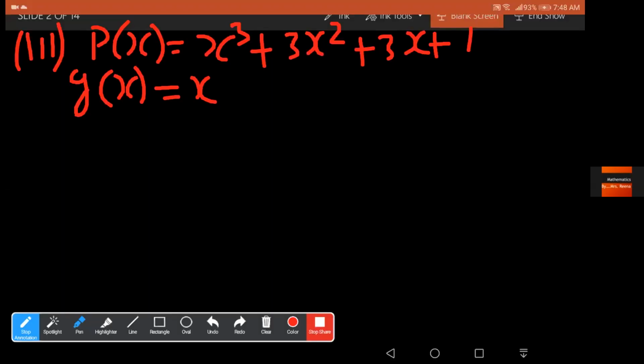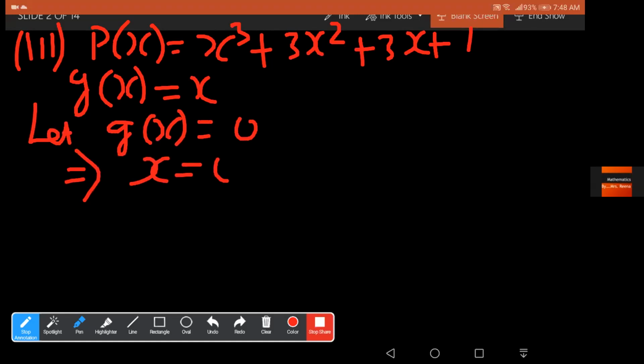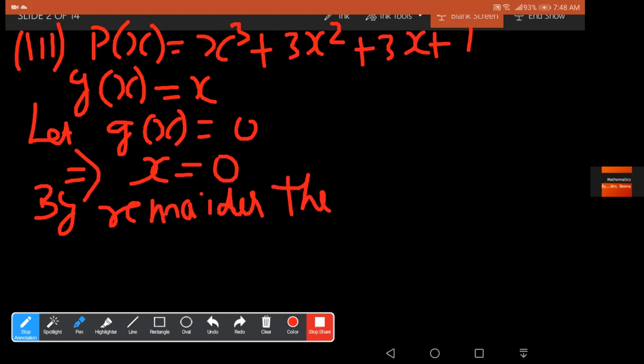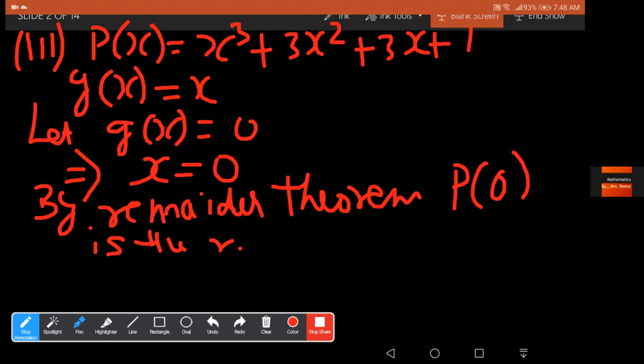We have gx equal to x. So what we will do, let gx equal to 0. पहले हमने gx को 0 के इक्वल रखना है. This implies x equal to 0. Then we will write by remainder theorem, P0 is the remainder. Now we have to find out P0.